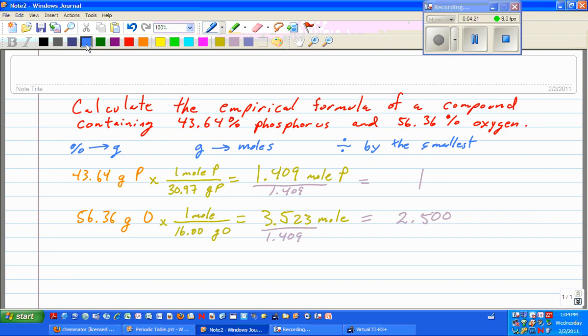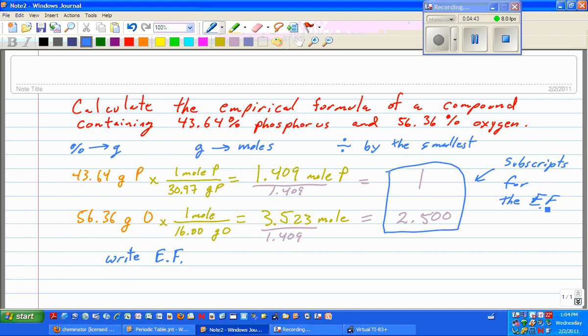At this point, we're ready to go ahead and write the empirical formula, keeping in mind that these two numbers become our subscripts for the empirical formula. So what we get is P O 2.5.